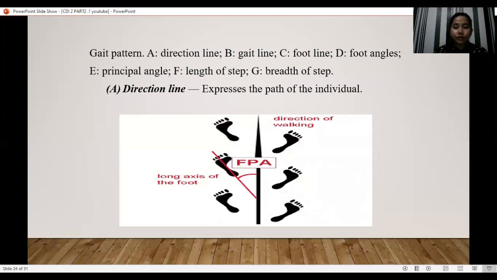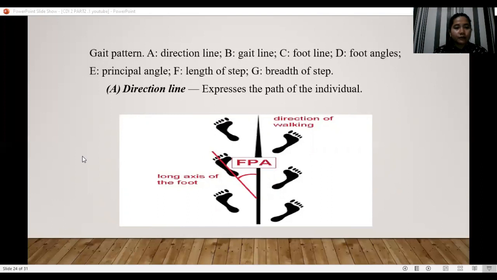So, why do we study these different forms of gait? Take note that a scientific investigation of the gait patterns may be useful for the purpose of identification and investigation of crime scenes. And gait pattern is the series of footmarks made by a person's walking or running. And examination of the gait includes the direction line, the gait line, the foot line, the foot angle, the principal angle, and also the length and the breadth of the step.